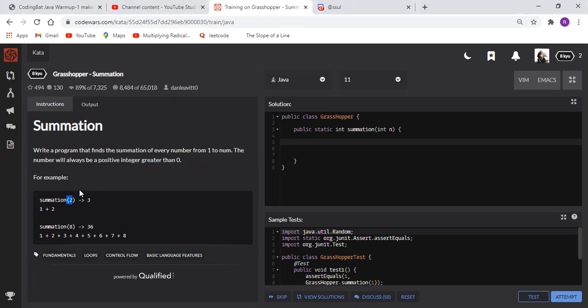So here, we're passing 2 into the summation method. And what's happening is all the numbers which come before 2, like 1 and 2, those are being added with themselves. And it's returning 3. So the number itself is included in that count.